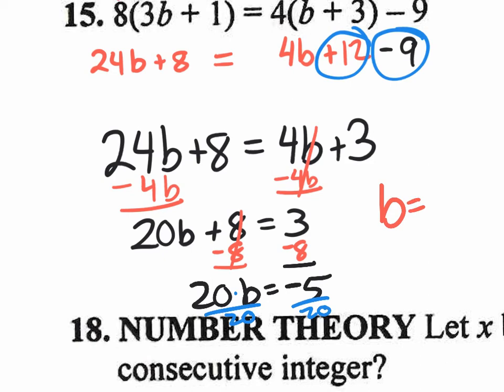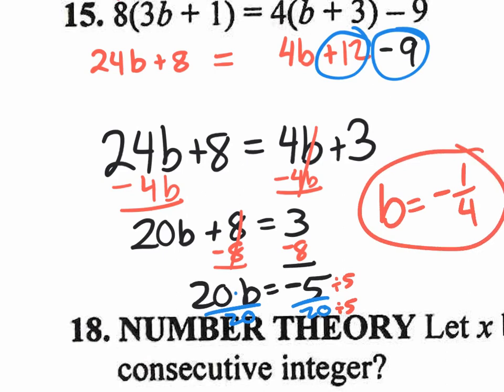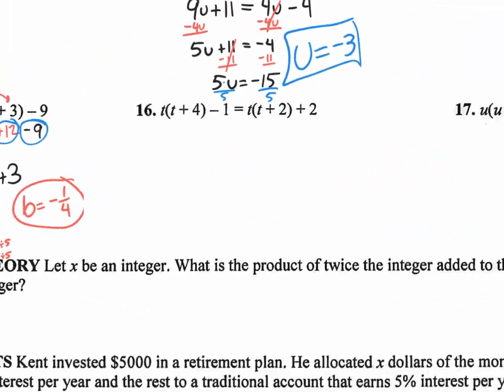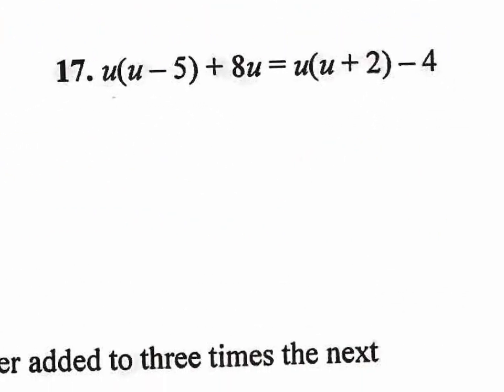However, you could reduce negative 5 over 20. You could reduce it by 5. If you reduce by 5, you'll get negative 1/4. And it's okay to have fractions as answers, especially on equations. Any questions on that? Let's do the last odd one, number 17.